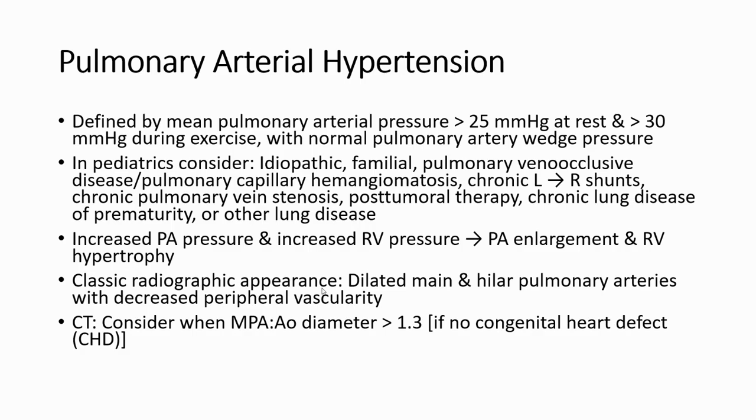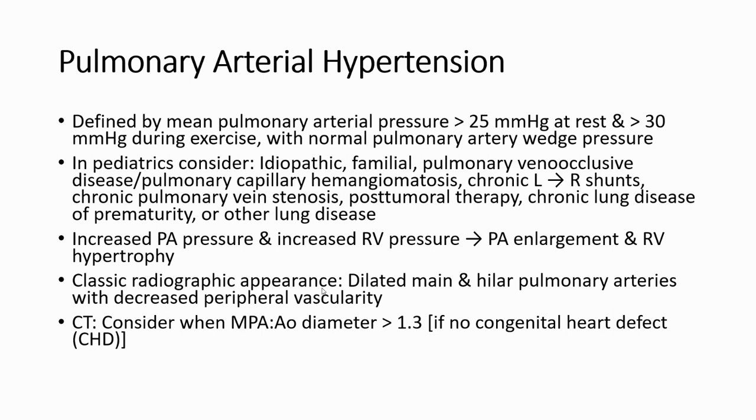Another cause is pulmonary arterial hypertension, defined by mean pulmonary arterial pressure more than 25 mmHg at rest and more than 30 mmHg during exercise, with normal pulmonary artery wedge pressure.